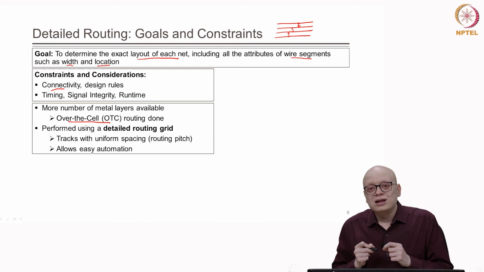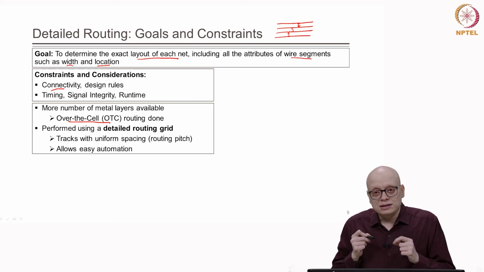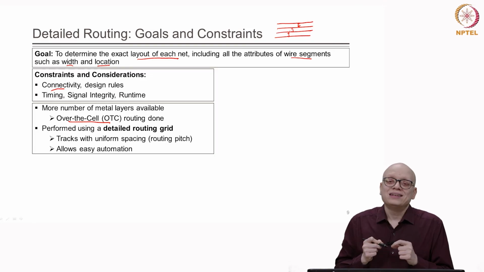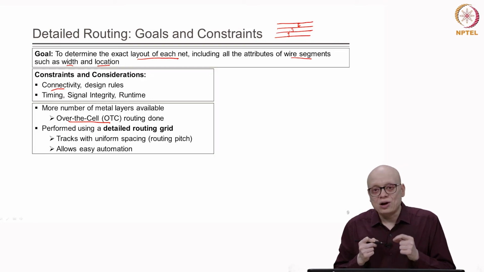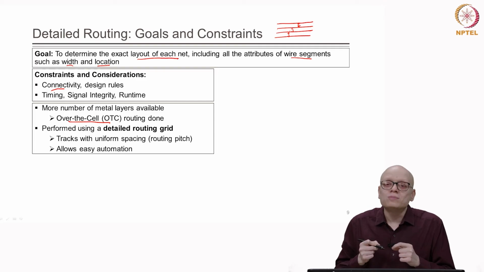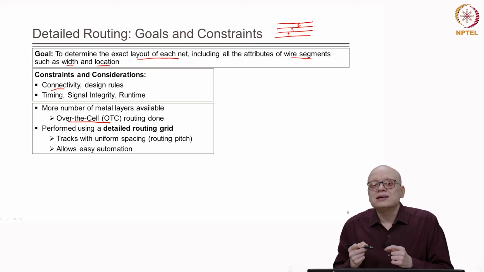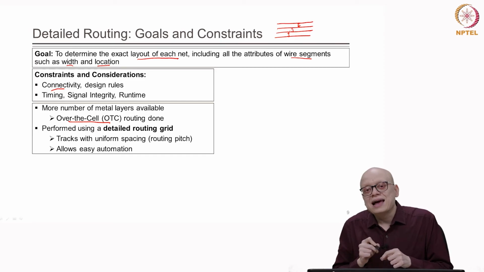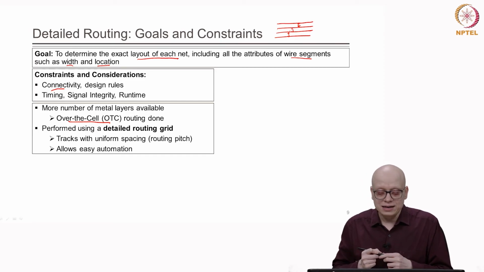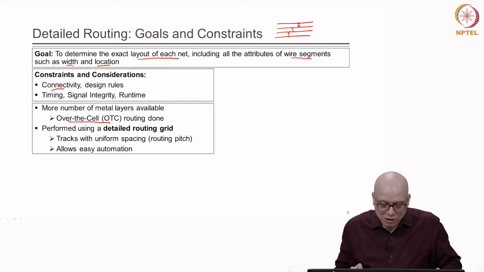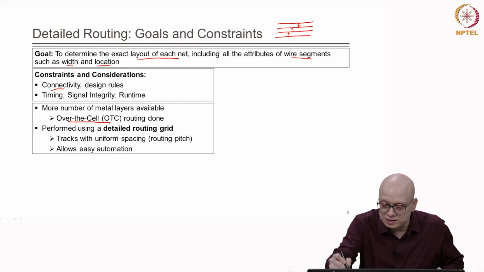So, the use of tracks for doing detailed routing simplifies the algorithm of the detailed router, right. And therefore, most of the tools use this kind of detailed routing tracks as an abstraction for carrying out detailed routing. Now, what should be this routing pitch? The routing pitch is the spacing between two tracks, right. This is the spacing, or we call it the routing pitch.